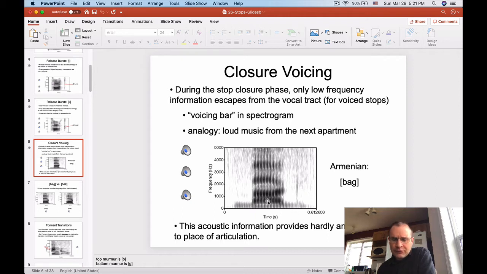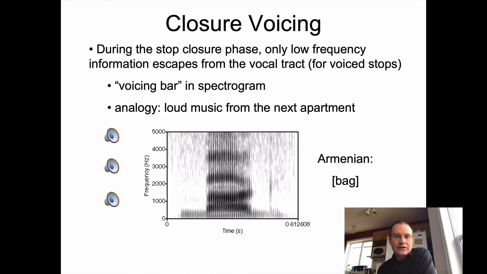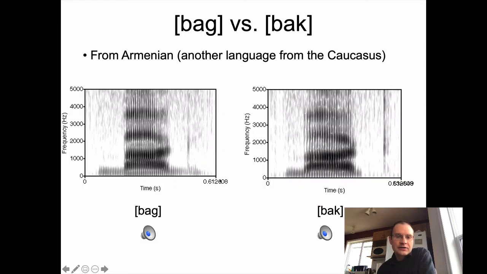So if we want to tell what kind of stop, which place of articulation it has, we're going to have to look at things like the release bursts and these formant transitions. But before we get to that, I'll show you the contrast between a voiced stop and a voiceless stop in Armenian. So this is bag, bag.